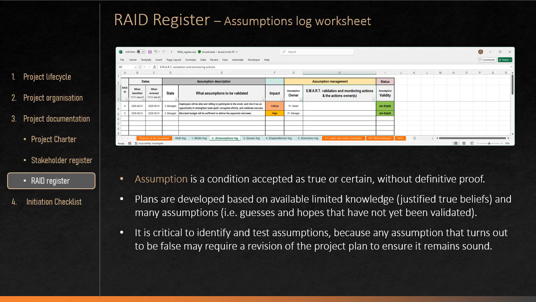Every project plan is based on assumptions because at the start we never have perfect information about the future. The problem is not that assumptions exist. The problem is when assumptions are assumed to be true and forgotten to be verified. If a key assumption proves to be false, the project plan should be changed.